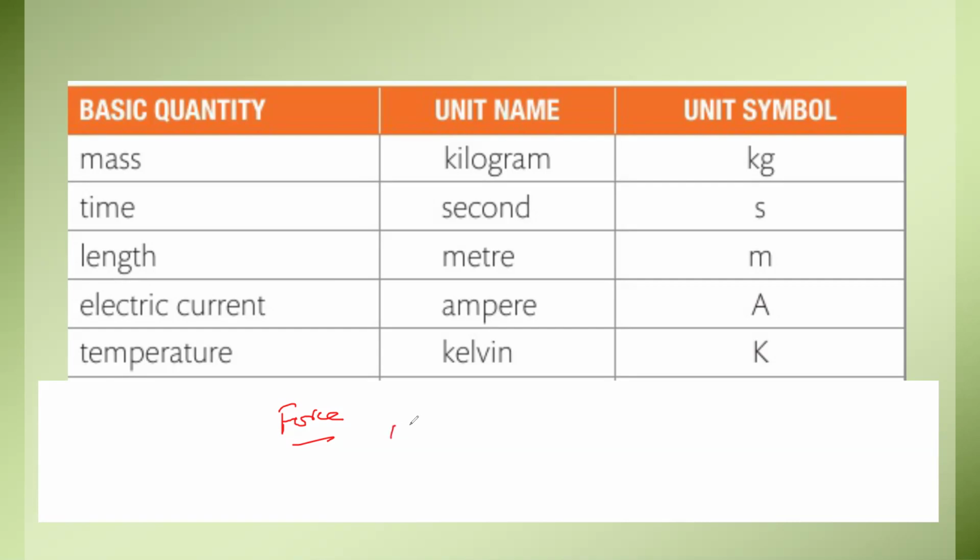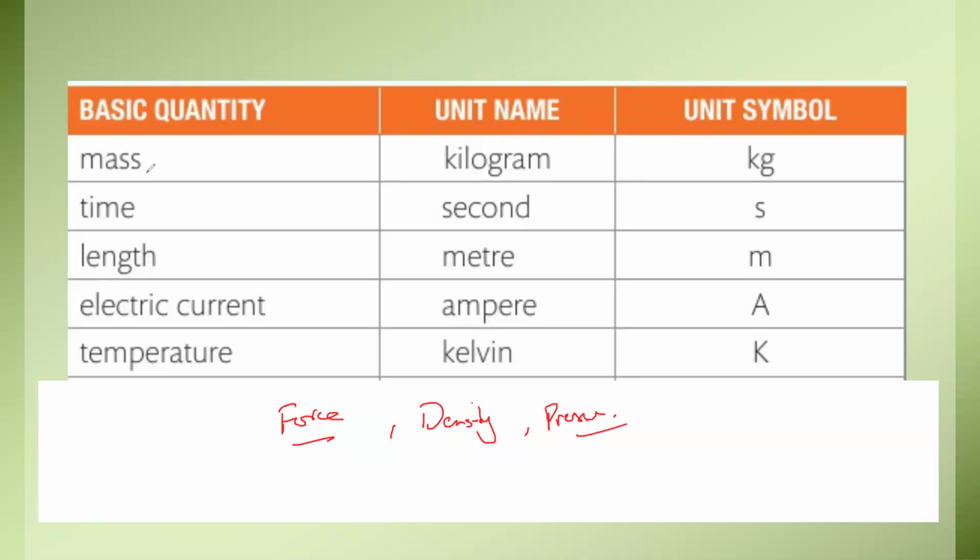Same thing, if I refer to density, you don't find density in this column. So what is density? Density is a derived quantity. If we mention pressure, you don't find pressure here in the base quantities. So pressure is a derived quantity.